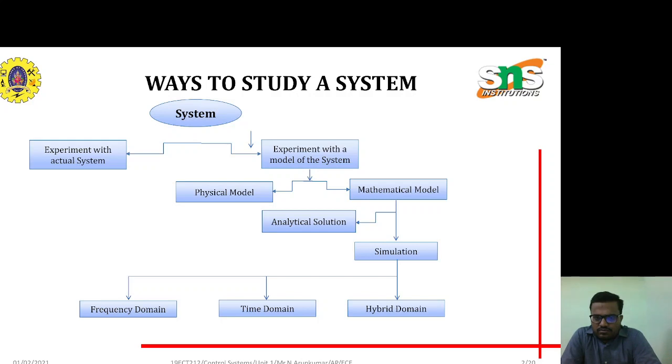Initially, we have to consider an experiment model of the system. The experiment model may be either a physical model or a mathematical model. If it is a mathematical model, we are going to take it as a simulation. Before that, we are going to analyze the particular concept of the mathematical expressions. After that, we can move towards the simulation process. The simulation is established by using three factors, either frequency domain, time domain or hybrid domain, because we are going to analyze the system functioning, the corresponding transfer function. So we can calculate by using the three parameters.